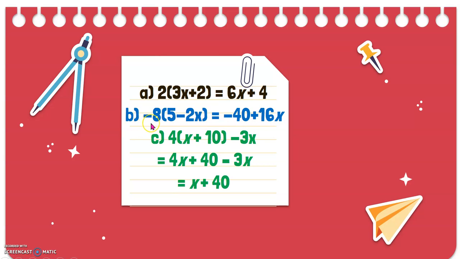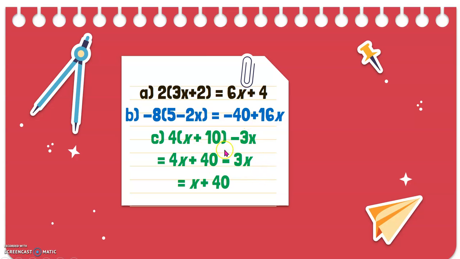Now this one here, you can use your calculator to help you. Negative 8 times negative 2 will give you positive 16. So if you're not sure, you can always use the calculator to help you out. Now for part C, this is again the one where we will have to use a little bit of a combination. So we have 4 times x plus 10. So when we expand it out, we are going to get 4x plus 40.